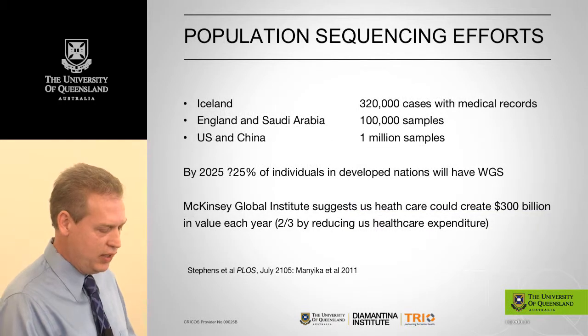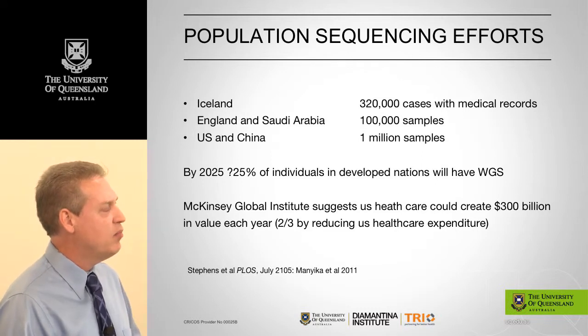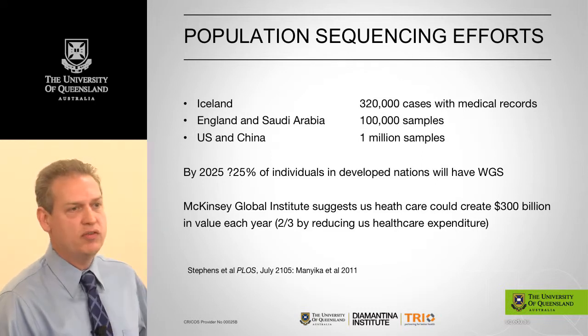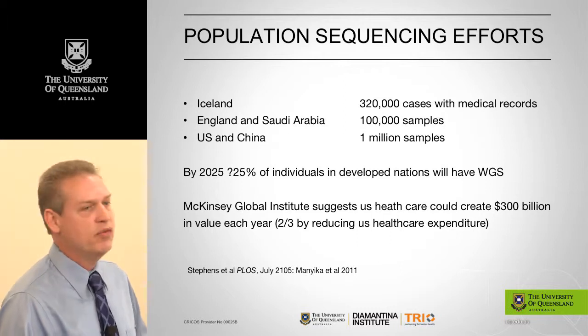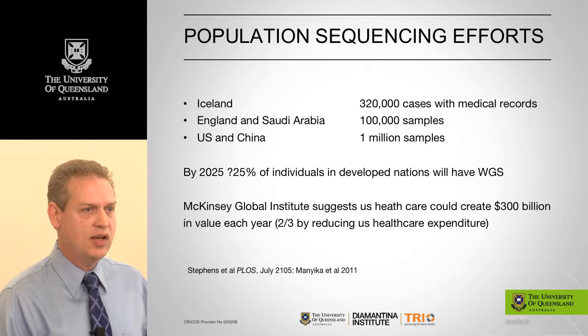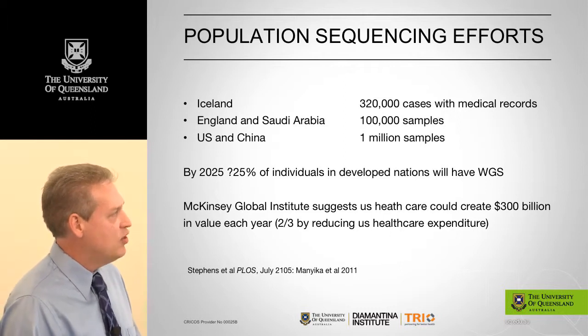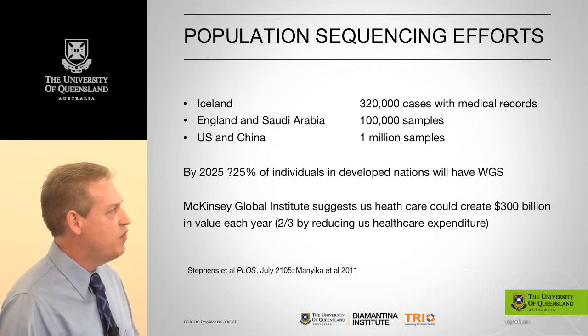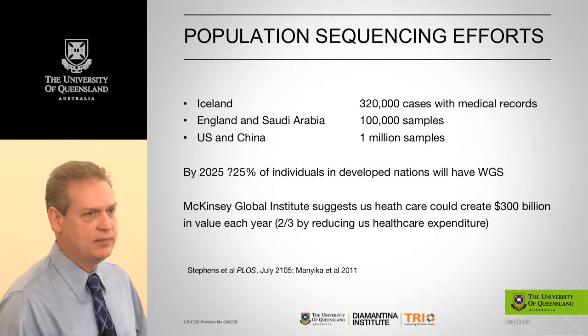So why is everyone doing this? And when I say everyone: England and Saudi Arabia have both announced they're going to sequence 100,000 samples. The US and China both announced that they will sequence over a million of their citizens using next-generation sequencing. Indeed, there are projections that by 2015, 25% of individuals in developed nations will have their genome sequenced.